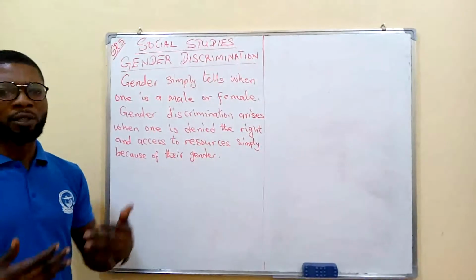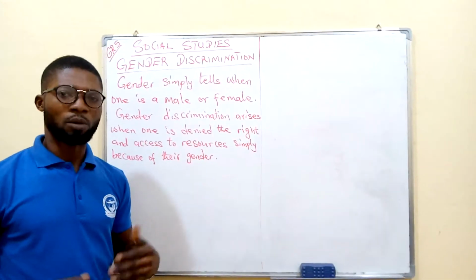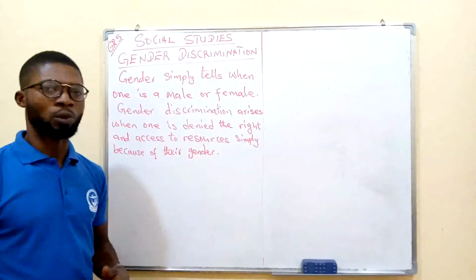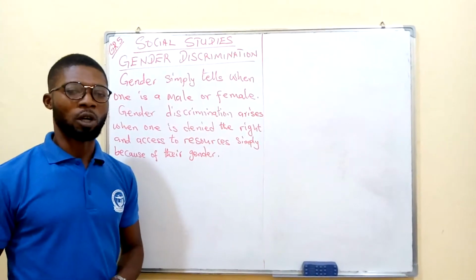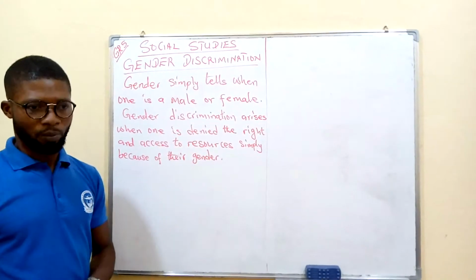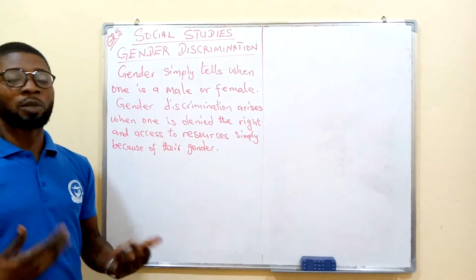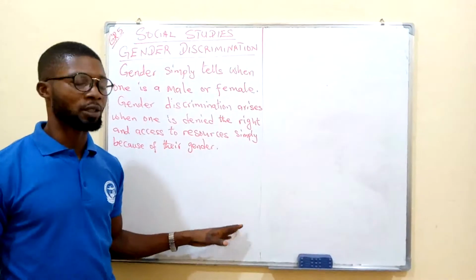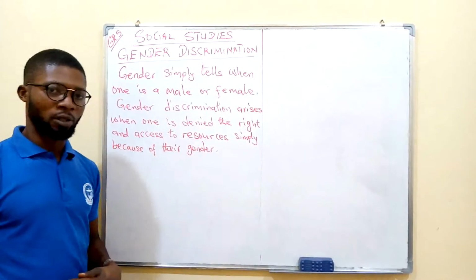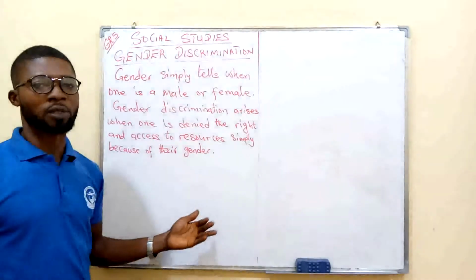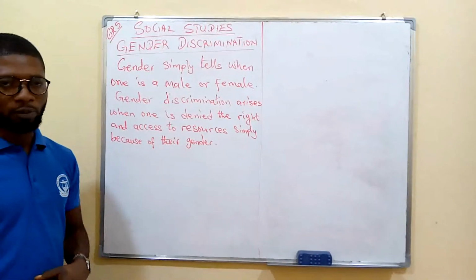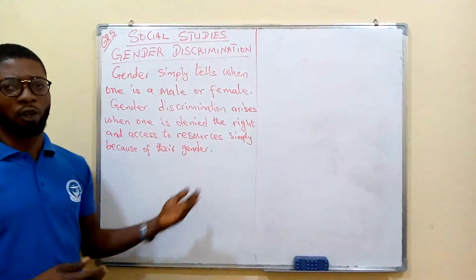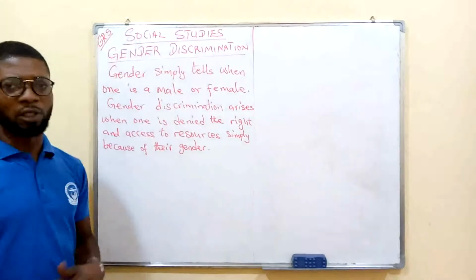Now, in some cultures, most females are not allowed to inherit some of the properties of their late parents, simply because they believe that women do not have the right to inherit these properties. Therefore, they leave all of these properties to their male children, which is not good. So many people have fallen victim to all of this discrimination.